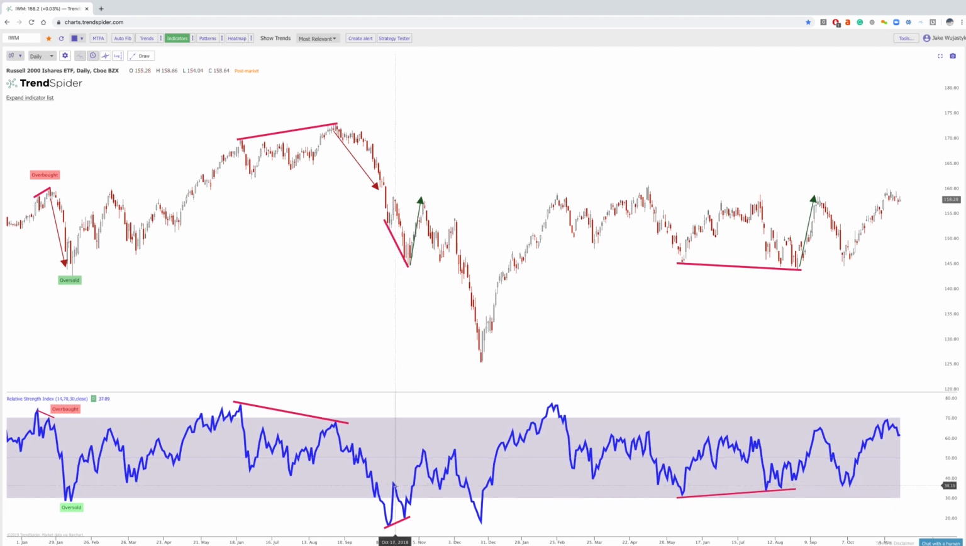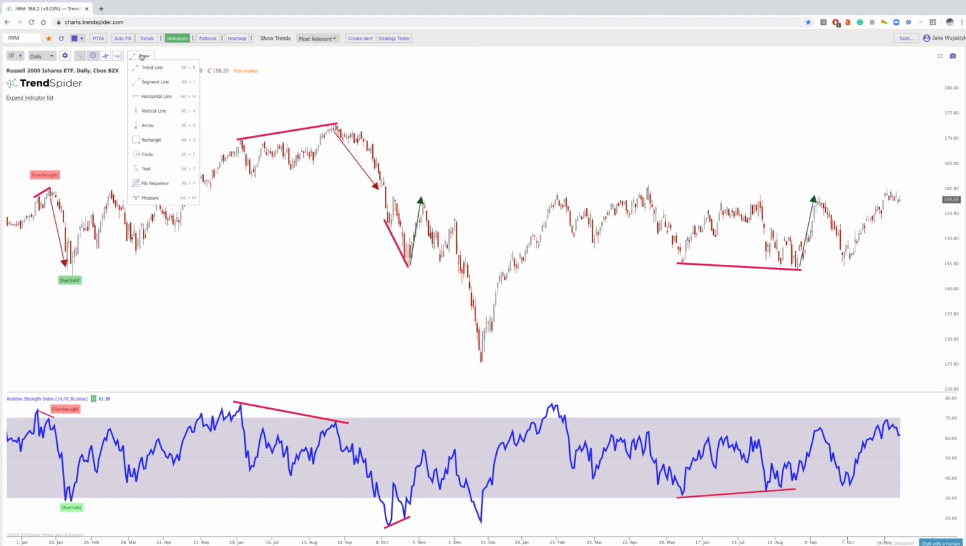You have another pullback, but notice that the price hits a lower area here, but the RSI reverses at a higher low, and then you've got a quick move to the upside. However, this is a small dead cat bounce with a continued downward trend after that, until we bottomed out in late December here in 2018.